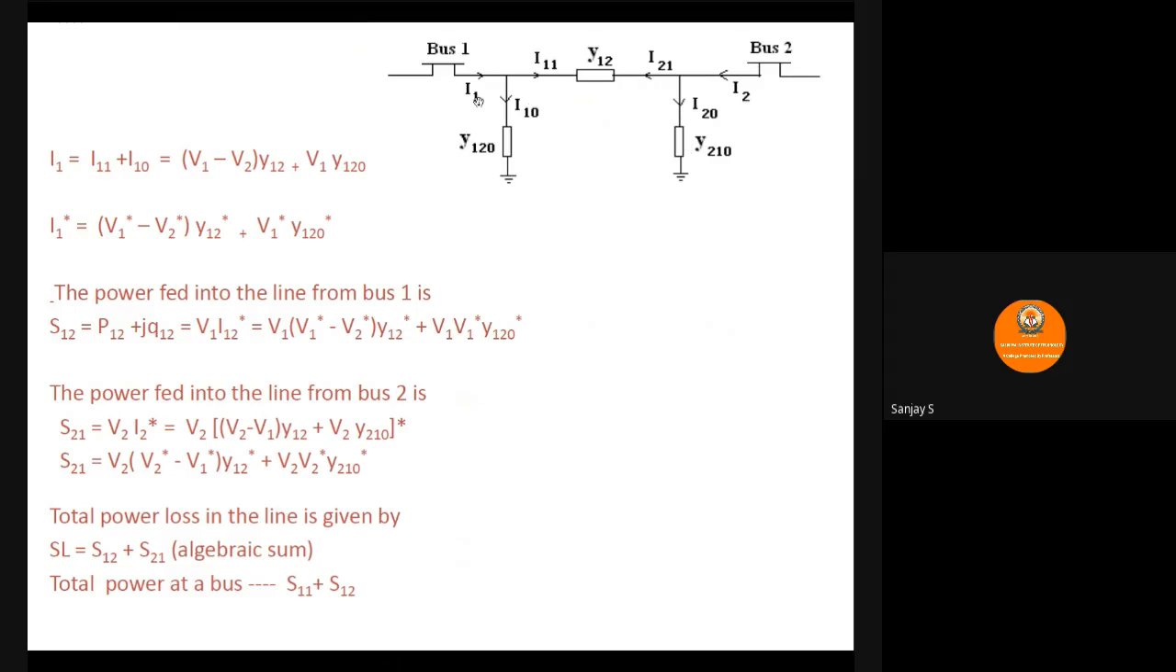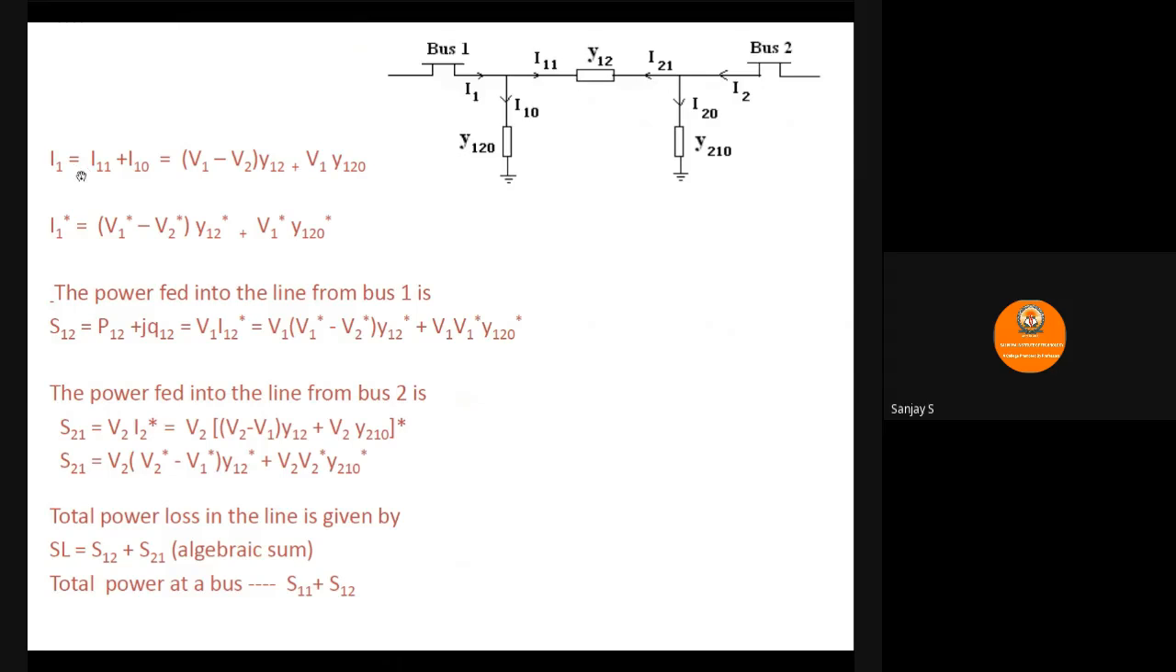And I1 represents the current flowing from bus 1 end, I2 represents the current flowing from bus 2 end, and I10 is the line charging current, and I20 is also the charging current of the capacitor. I11 and I21 are the currents entering from either directions into the admittance.